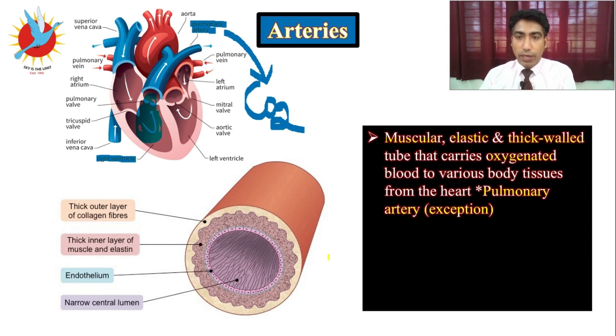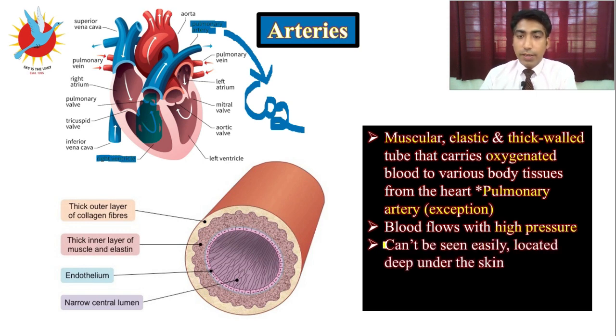Okay, next point. Blood flows inside the arteries with a very high pressure. We will discuss why blood flows inside the arteries with a high pressure. Okay, next point. Arteries cannot be seen easily because they are located deep under the skin. Veins can be easily located, but arteries can't be, because they are situated very deep inside the skin.